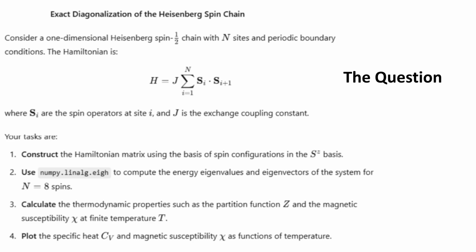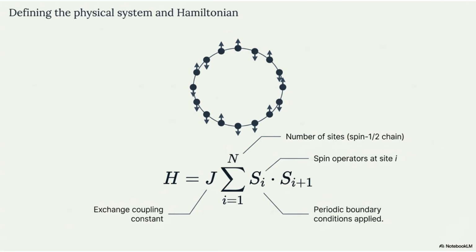Our goal is to construct the Hamiltonian matrix, compute energy eigenvalues and eigenvectors, calculate thermodynamic properties, and plot the specific heat and magnetic susceptibility. The physical system is defined as a ring of spin-half sites with n number of sites, with the Hamiltonian defined by J, the exchange coupling constant, and S_i, the spin operators at site i. Periodic boundary conditions are applied.